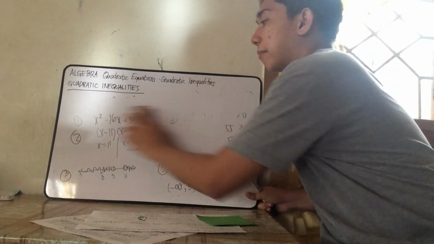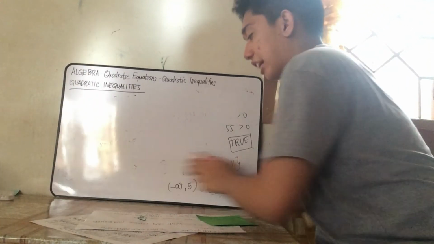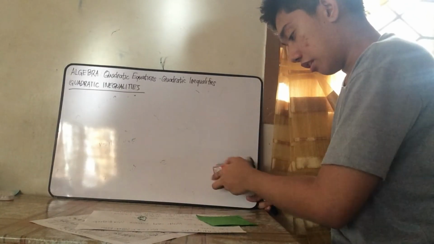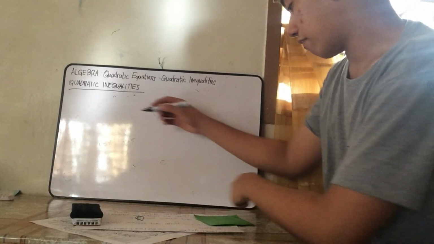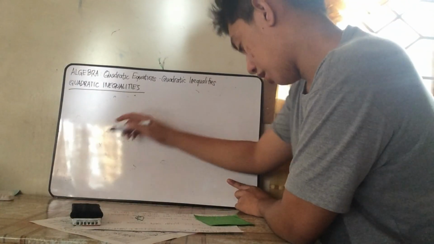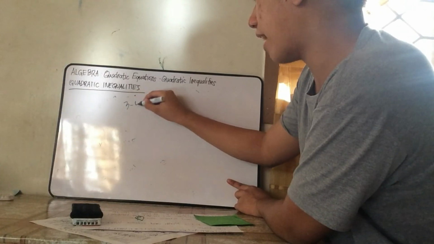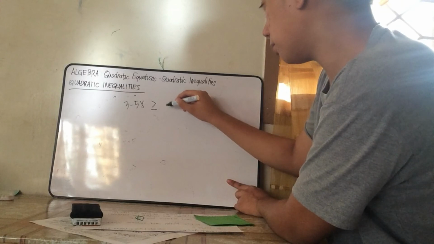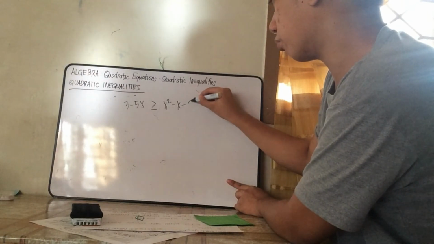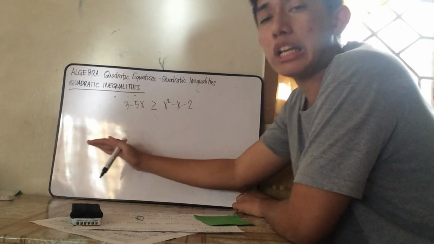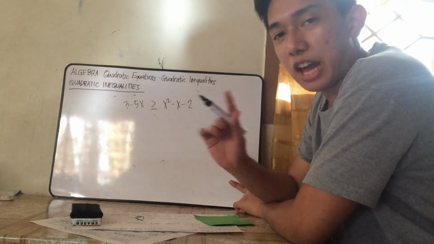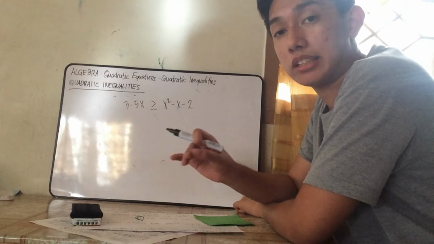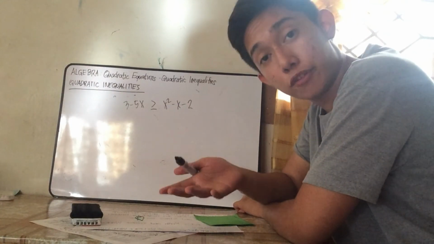Yung madali-dali na lang para hindi kayo ma-confuse. Okay? So, we have this one. 3 minus 5x is greater than or equal to x squared minus x minus 2. Tay. Sabi mo, madali. Madali lang yan. Ano palang unahin? We set the expression or the inequality as on its standard form.